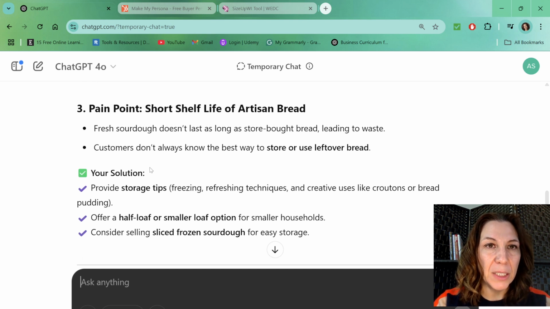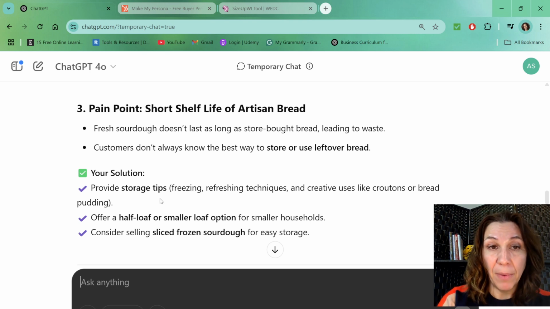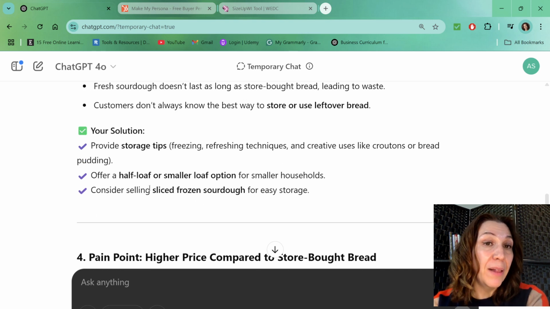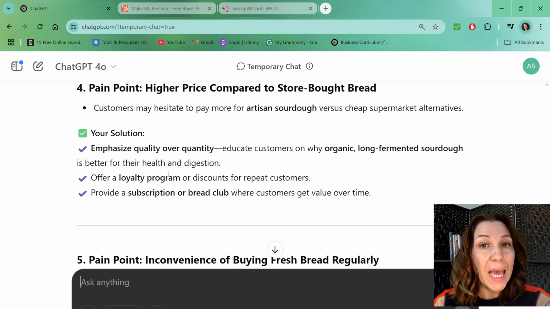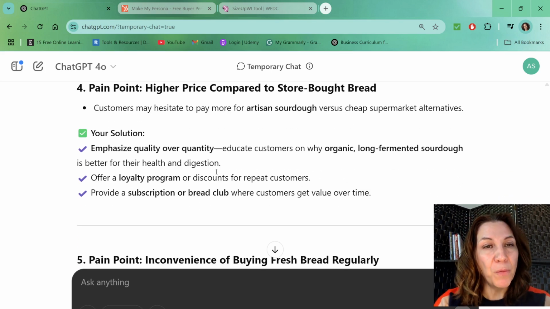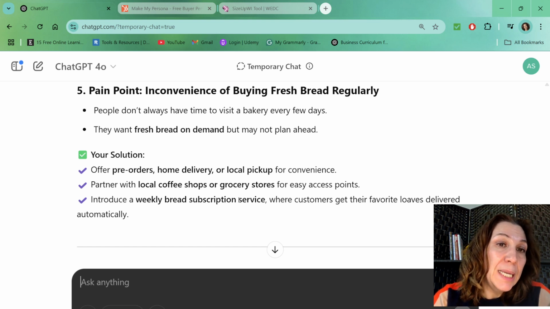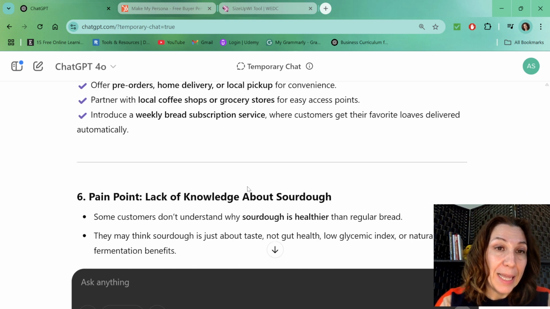Like in this particular pain point, they're saying, hey, it's too short of a shelf life. How am I supposed to use it? I'll buy it and I will kind of waste it. Well, you can give them an option that they can freeze it, or you can sell half loaves, also at a higher price. Now this one is more communication. You have to make sure that you emphasize quality over quantity. And of course, the inconvenience of buying fresh bread, because they have to buy it more often. So you may decide to offer pre-orders, home deliveries, local pickup, and things like that.